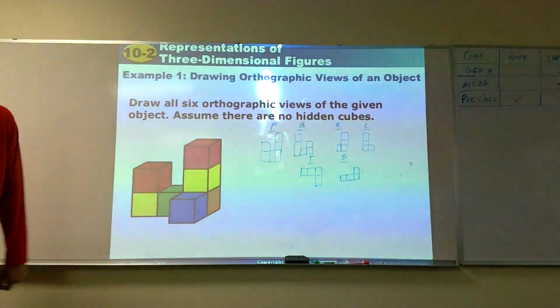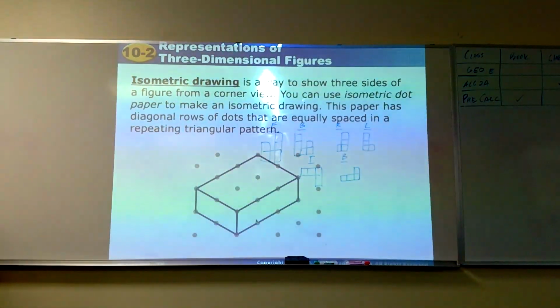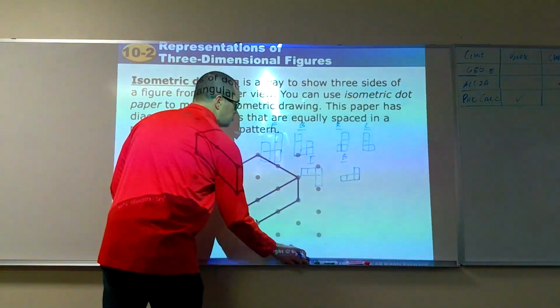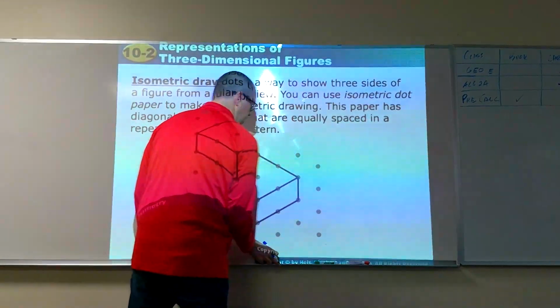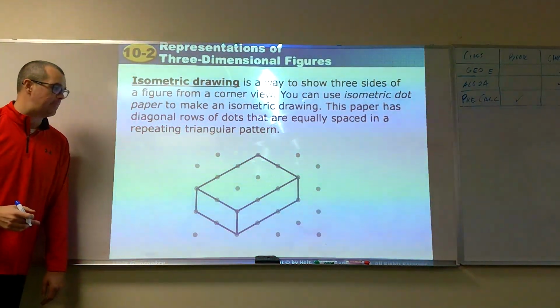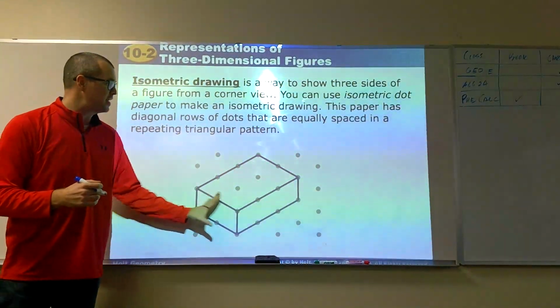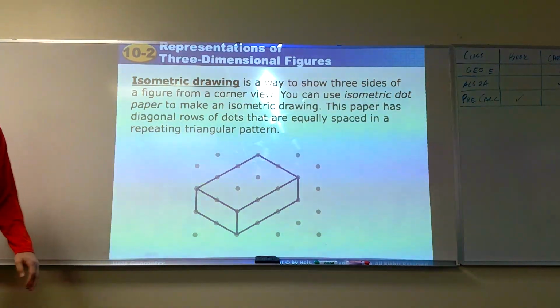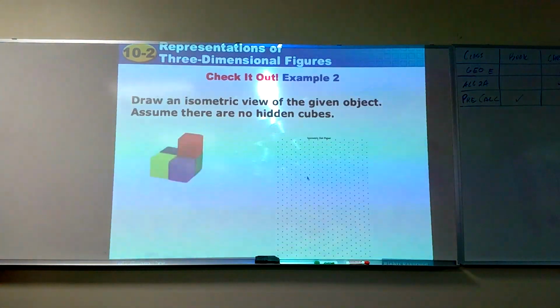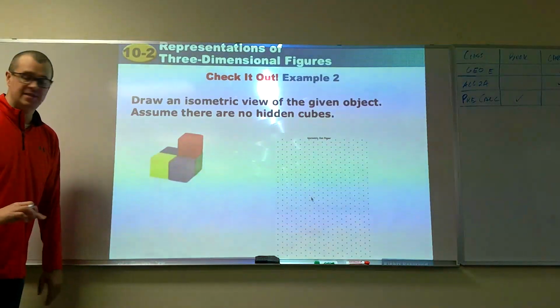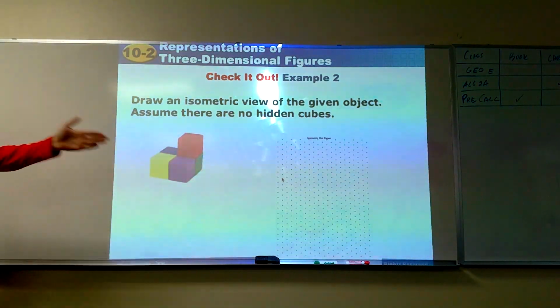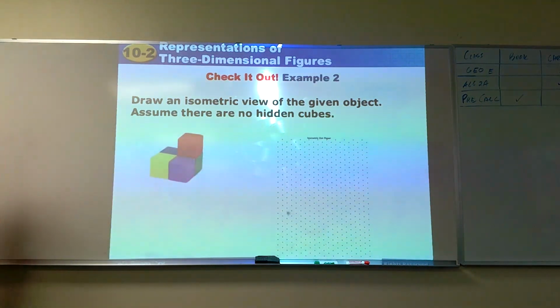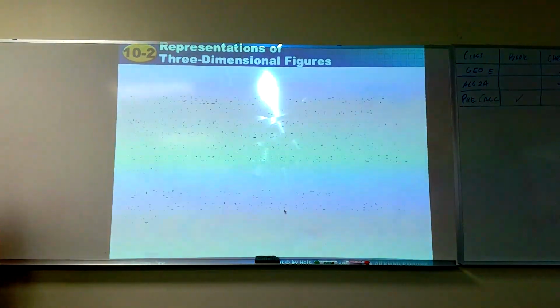Okay? Our next type is called isometric. Now, we're not going to be able to draw this year, probably, but we do need to know what it looks like, and you'd have to do isometric dot paper. But if you see those diagonal things with hidden edges, that's going to be an isometric type drawing. We would be able to draw this. I won't go through that right now, but just make sure you know what an isometric drawing is.